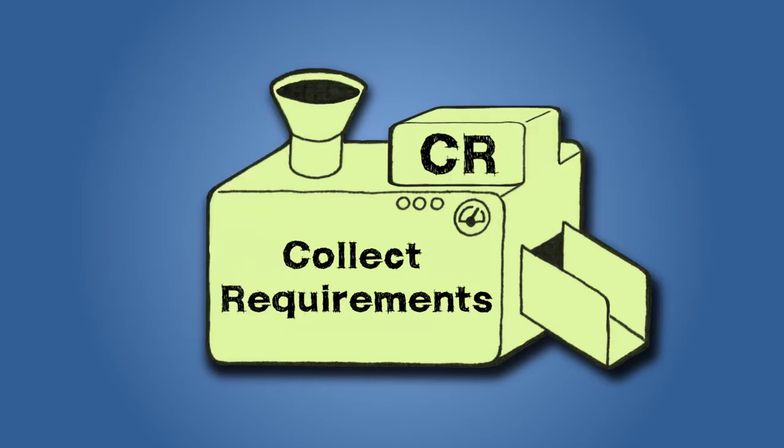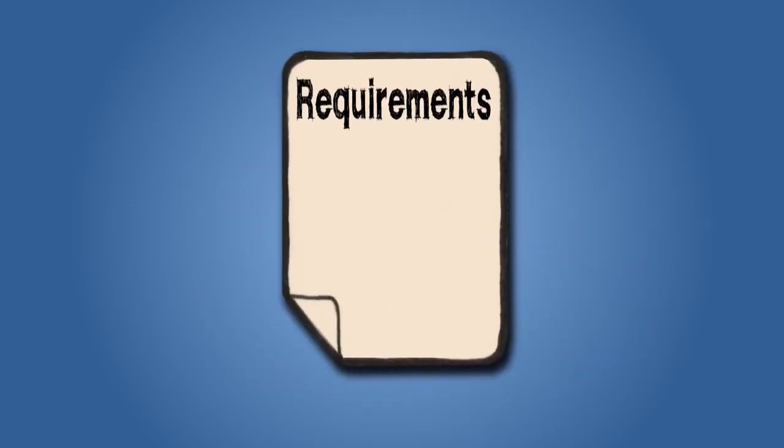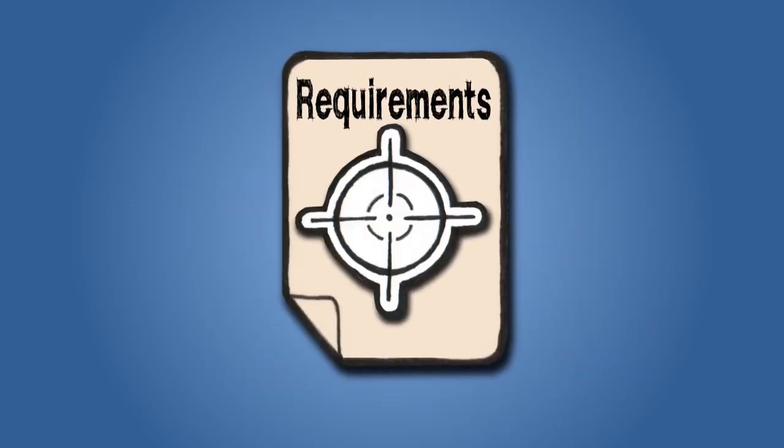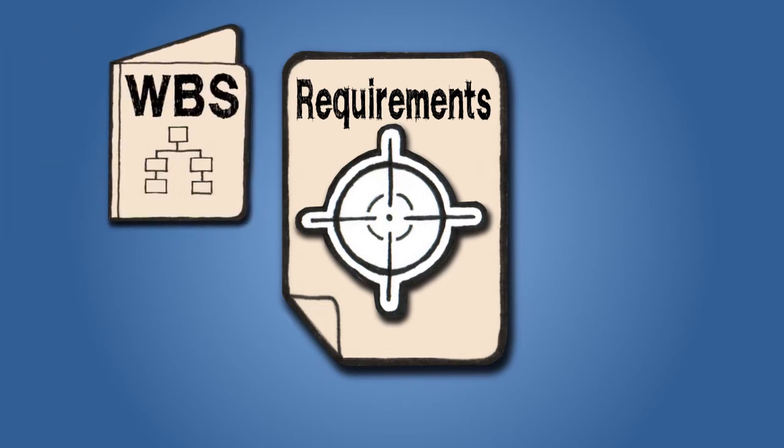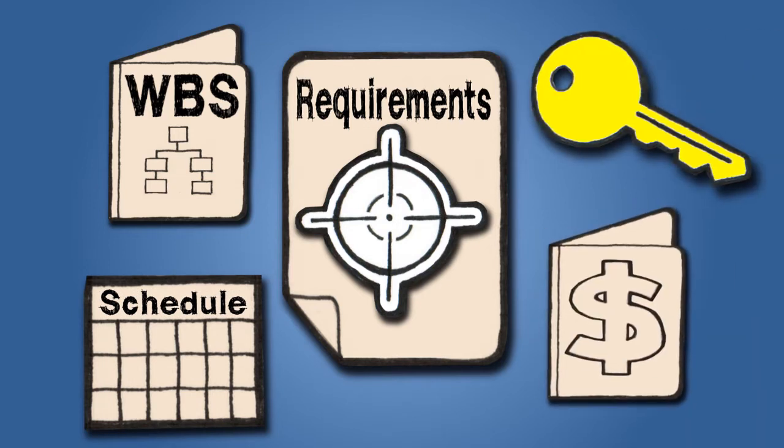Once gathered, analyzed, and documented by the project manager, these requirements become critical in defining the scope of the project. It also creates the work breakdown structure, the schedule, the budget, and is used in the procurement of goods and services needed from vendors and contractors.